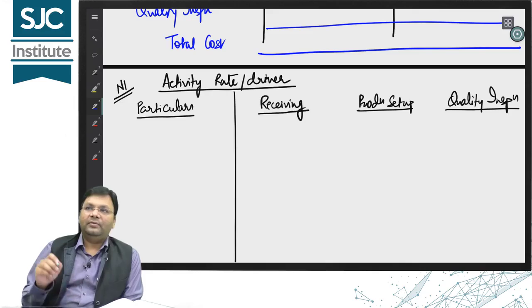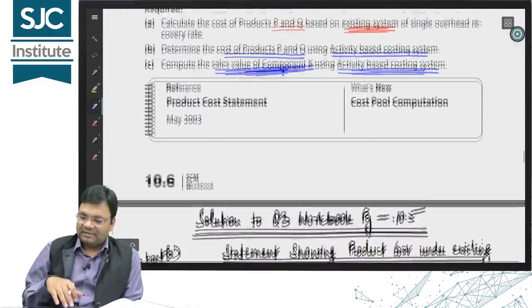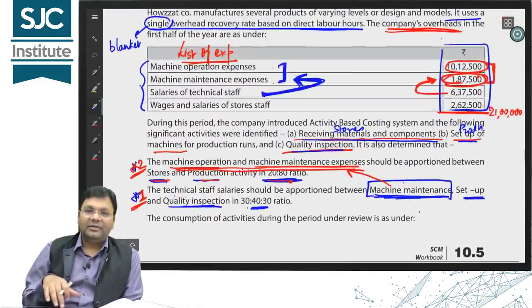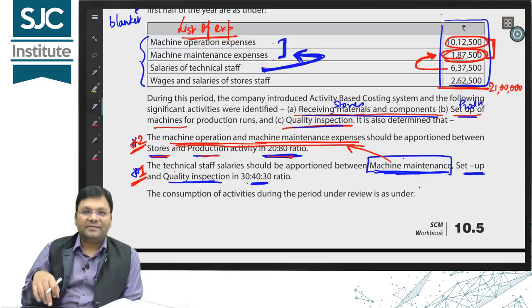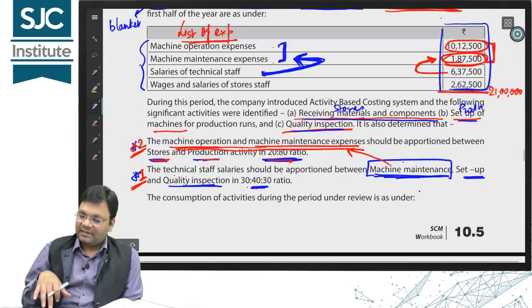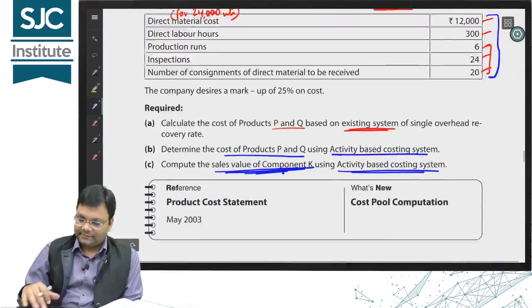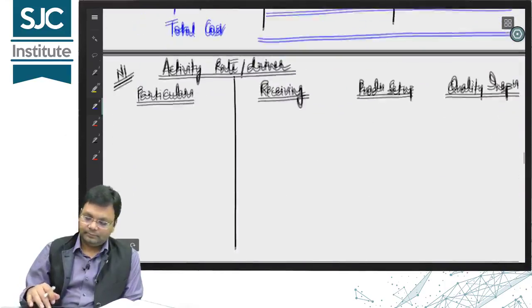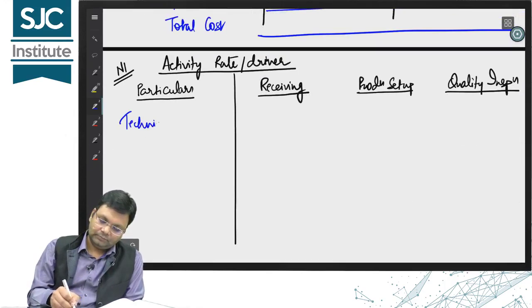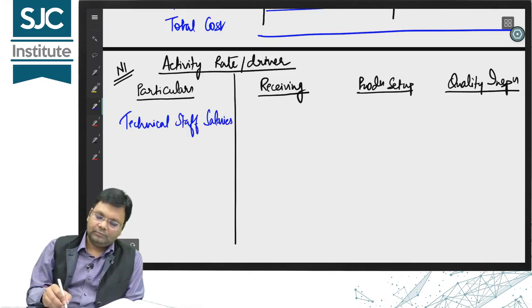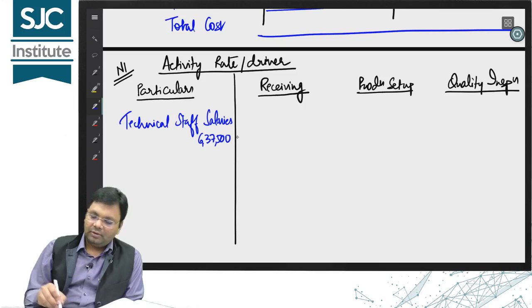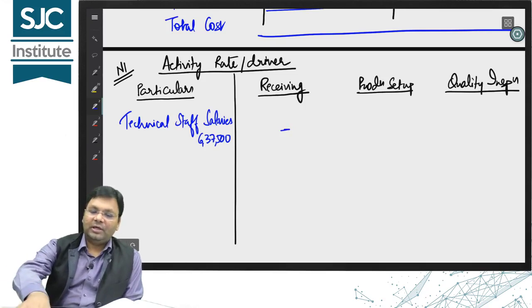So what we will be doing, first we will apportion our items of expenses in these three activities, and in that I have already shared the sequence. First we will start with technical staff salaries. Technical staff salary amount is 637,500. Now you are going to apportion in the ratio 30:40:30, right?